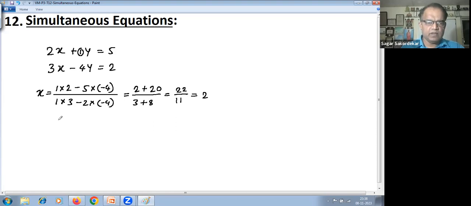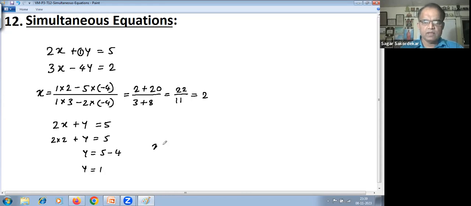Now take any one equation. 2x plus y equal to 5. The value of x is 2. 2 into 2 plus y equal to 5. So y equal to 5 minus this 4. When you take this side, you have minus. So y equal to 1. 5 minus 4 is 1. The final answer: x equal to 2 and y equal to 1.